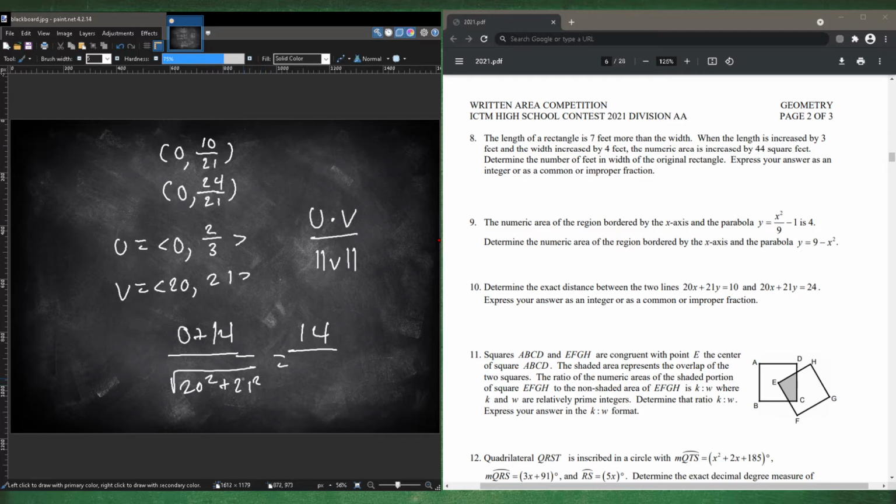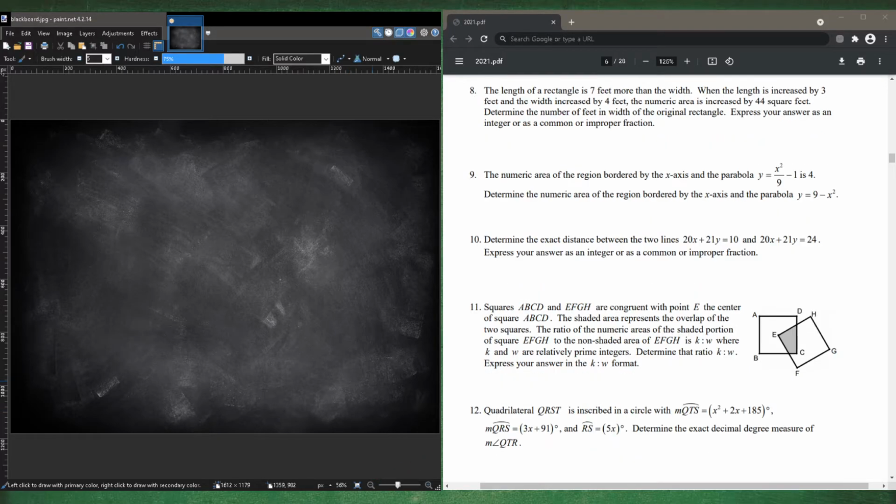Take the square root of that, you're going to make a Pythagorean triple. And this actually is a Pythagorean triple. It's 20, 21, 29. You could use a calculator to verify this, but it's true. So our answer is 14 over 29. And that is our answer for number 10.